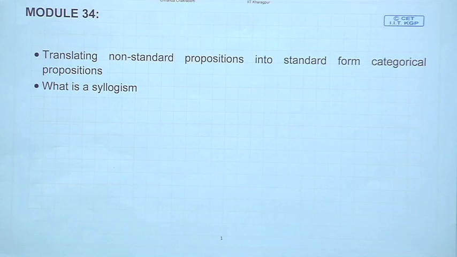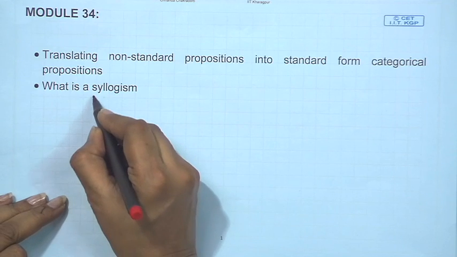So, the system would be seriously constrained if we cannot translate some of those other non-standard propositions back into our fold of A, E, I, O. So, we will show you how to do that today in this module. And we are going to learn about something very important called syllogism.